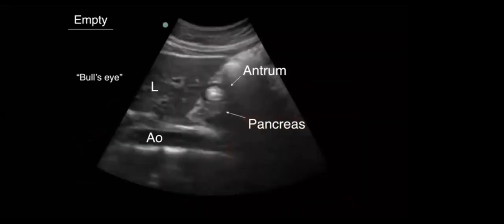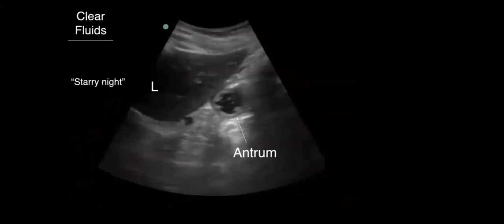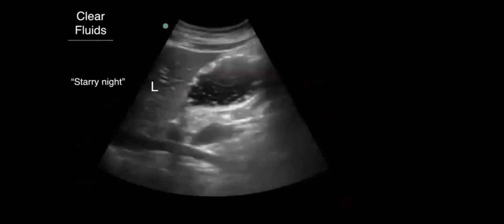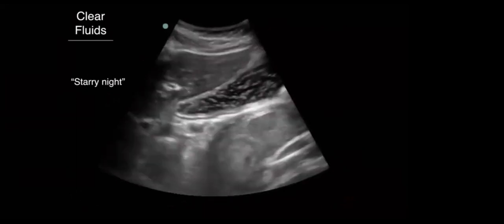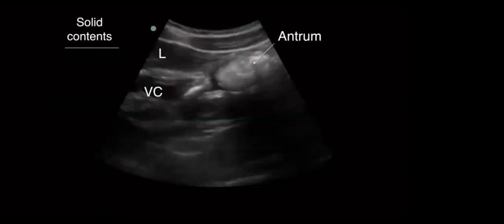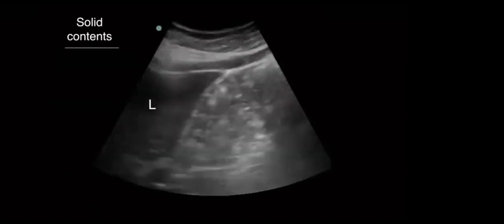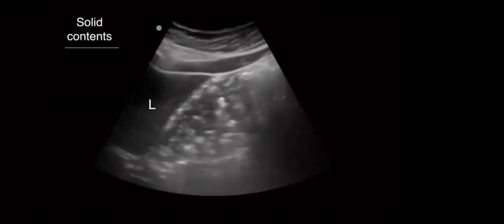Here are some images. The antrum, an empty stomach, very small. We call it bull's eye. This is a more dynamic image. When you have clear fluids, you will have a hypoechoic image, dark. As you increase the fluid, you may have more air in the stomach with these white dots, air bubbles. When we have solid content, the air is going to be very significant. As time goes by, you're going to be able to see again the gastric walls. But this is something you don't want to see in your patient, a stomach full of gastric content.